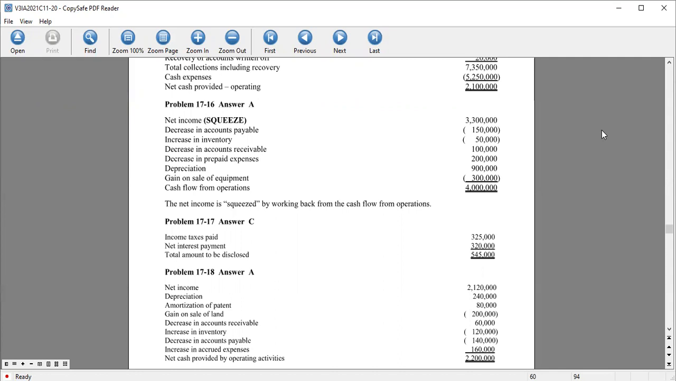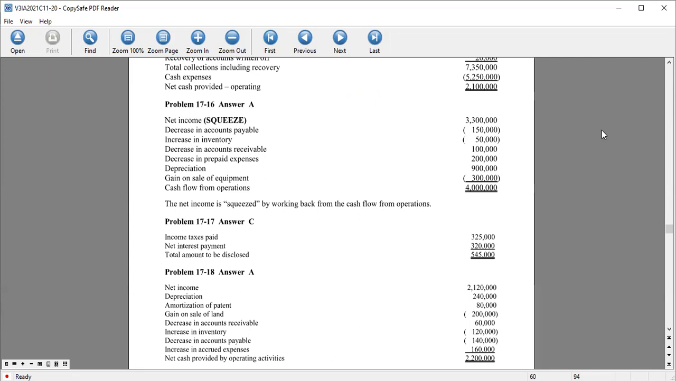Then a decrease in prepaid expenses of 200,000. We have to add. And we have a decrease in accounts receivable of 100,000. Still we add. 100,000 decrease in accounts receivable, increase in inventory by 50,000, and we have a decrease in accounts payable by 150,000. So working back, we arrive at the net income.